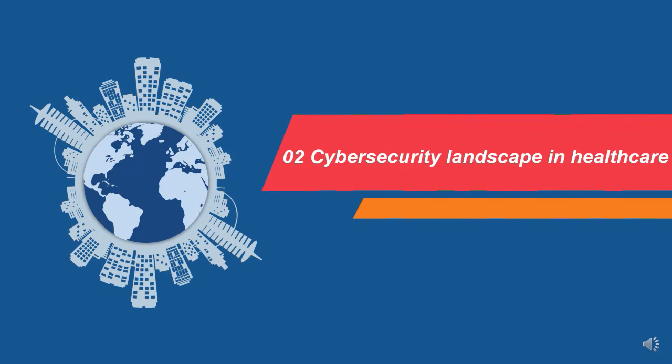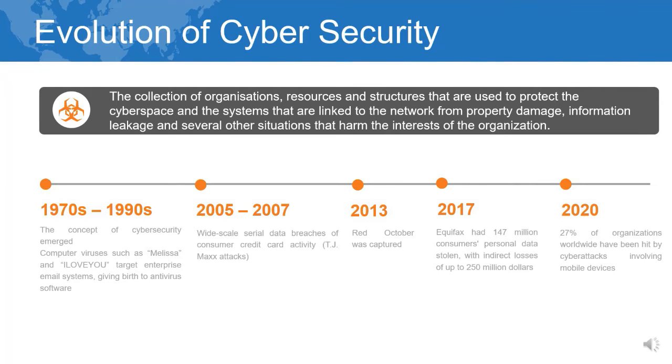The cybersecurity landscape will be divided into the evolution of cybersecurity and the issues in the healthcare industry. Let's turn to the evolution. The concept of network security emerged in the late 70s when computer viruses such as Melissa targeted corporate email systems, giving birth to antivirus software. Through expansion of cyberspace, cybersecurity is no longer sufficient to deal with multidimensional attacks. In 2013, Red October, one of the advanced espionage malware that targeted diplomatic and government agencies around the world for at least 5 years, was captured.